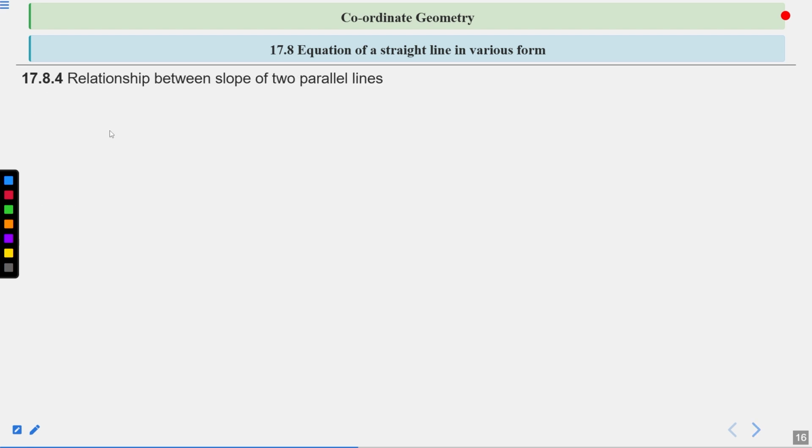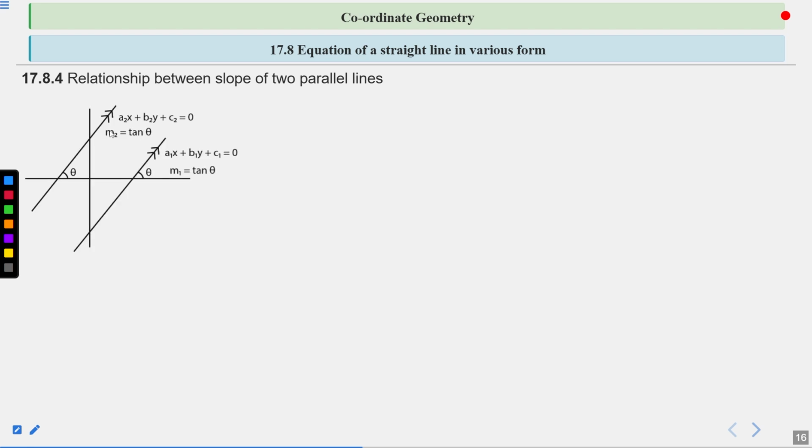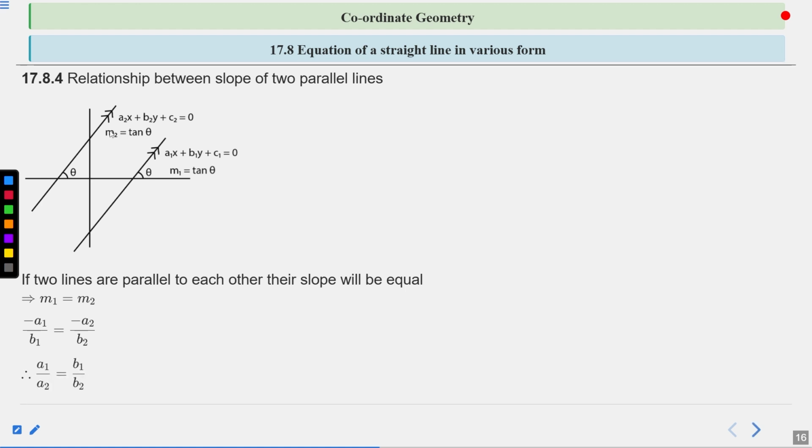Next one is the relation between the slopes of two parallel lines. These are two parallel lines. We know the straight line formula is a1x plus b1y plus c1 equals to 0, and slope m1 equals tan theta. In the same way, the second line is a2x plus b2y plus c2 equals to 0, so m2 equals tan theta. If two lines are parallel to each other, their slopes will be equal. So m1 equals m2, so minus a1 upon b1 equals minus a2 upon b2, or we can say that a1 upon a2 equals b1 upon b2.